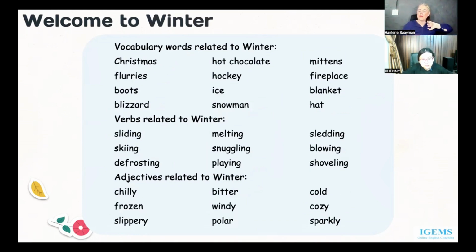Winter. Can you read for us the vocabulary words related to winter? Christmas, hot chocolate, mitten, flurries, hockey, fireplace, boots, ice, blanket, blizzard, snowman, hat, and that's it. Fantastic. Can you read for us the verbs related to winter? Sliding, melting, sledding, skiing, snuggling, blowing, defrosting, playing, shoveling. Fantastic. And then the adjectives? Chilly, bitter, cold, frozen, windy, cozy, slippery, polar, sparkly.